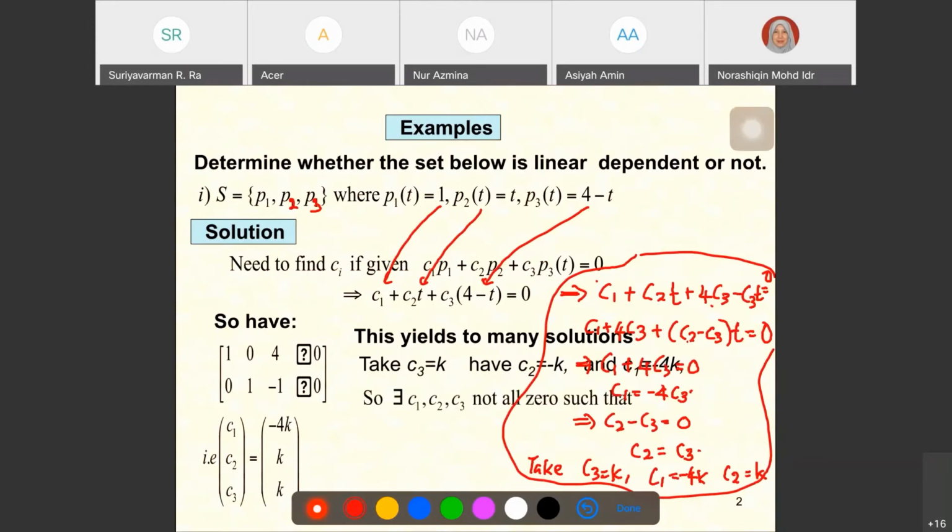So not all these C's are zeros. Let's say I take K equal to 1. So if K equal to 1, I get this: C1 is negative 4, C2 is 1, C3 is 1, negative 4 plus t plus, or minus t, right? Equal to 0.